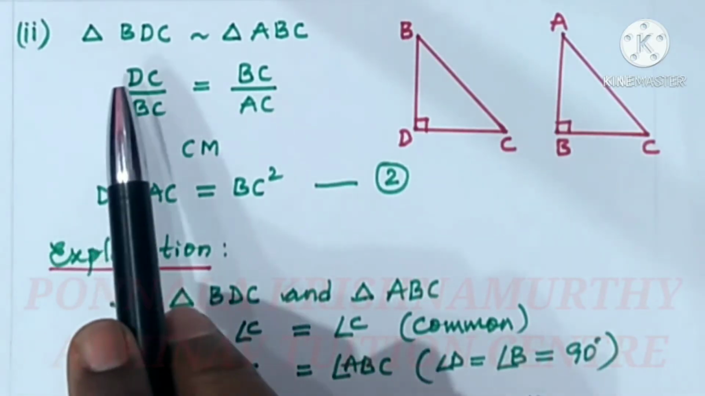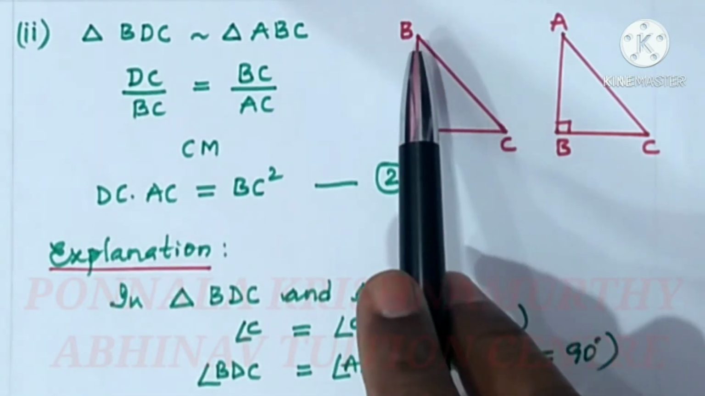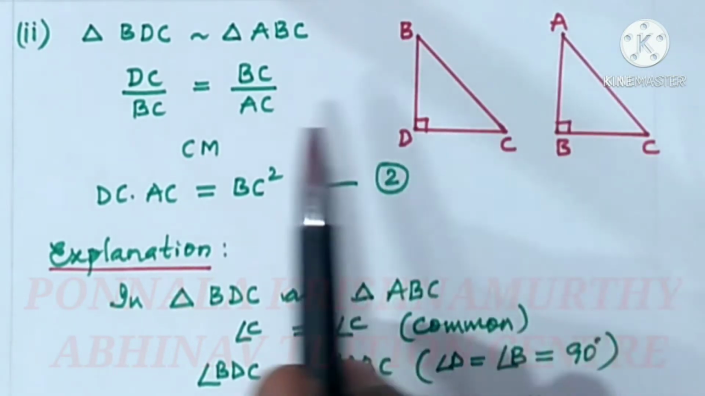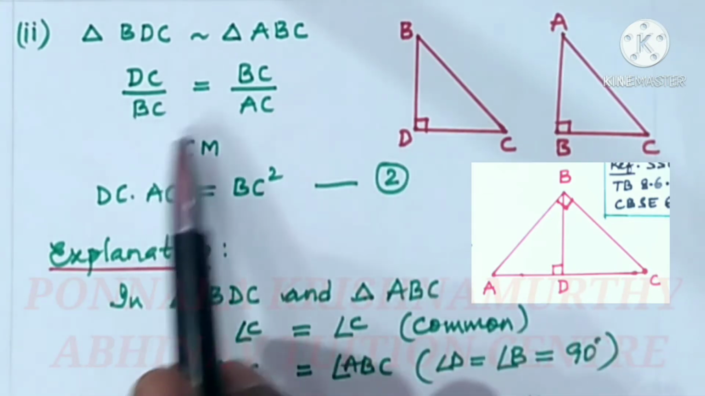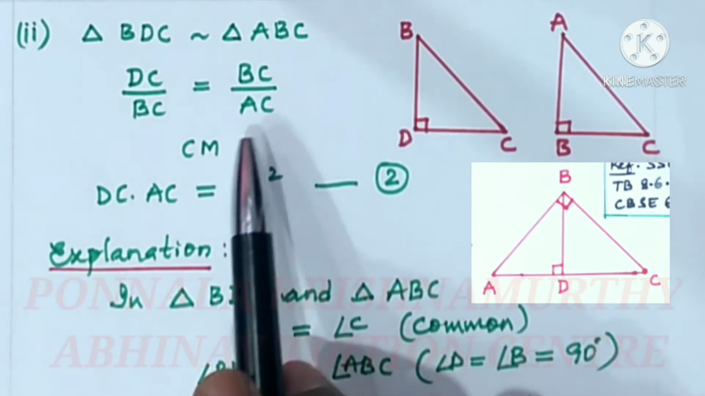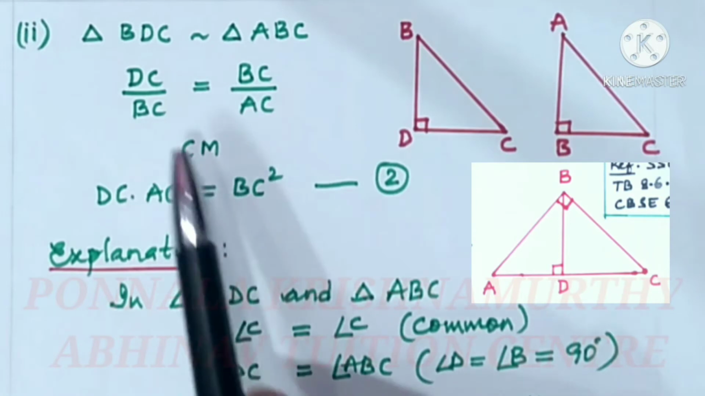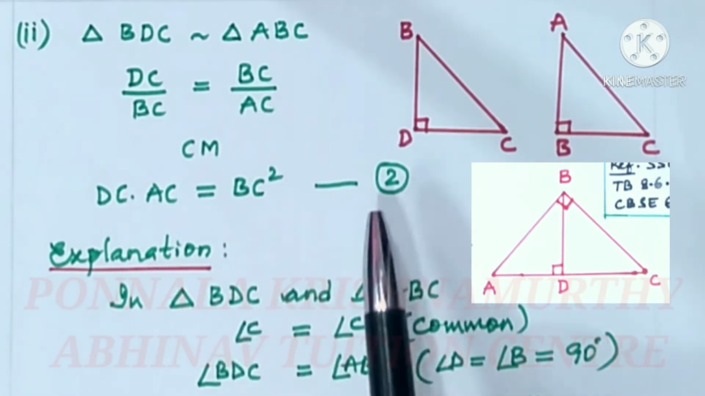In the second one, triangle BDC is similar to triangle ABC. Then DC by BC is equal to BC by AC. Cross multiplication: DC into AC is equal to BC into BC, that is BC square, equation 2.